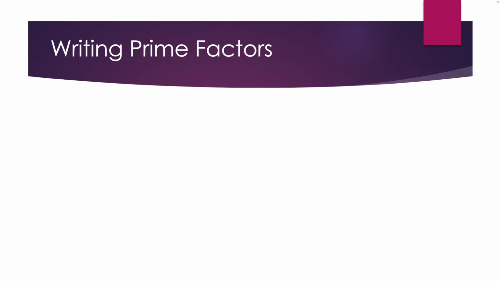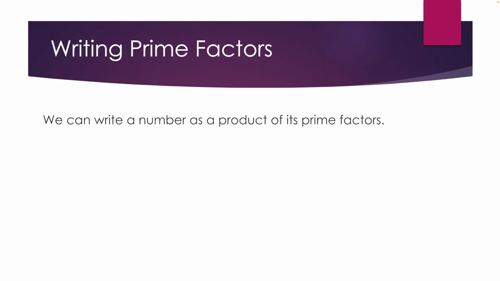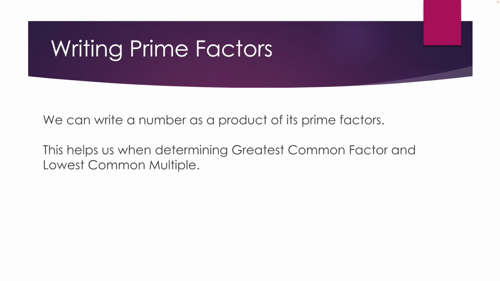Okay, so let's work on writing prime factors. So we can write a number as a product of its prime factors. So there's some keywords in there. Let's break this down. Product means numbers that are multiplied together. So we can multiply some prime numbers together in order to get the number that we have. And this can really help us when we're looking at the greatest common factor or lowest common multiple, which are things that help us when we are finding common denominators with fractions and problems like that.